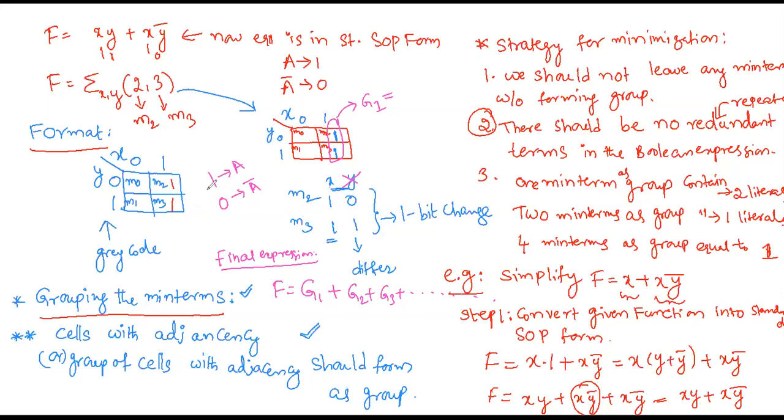So here Y is differing, so in group 1 Y will not be present, only X will be present. And what is the value? 1. So 1 will be indicated with the variable itself. So G1 is equal to X. So our final expression is, we do not have G2, G3, we have only G1. So F is equal to X. This is our final expression.